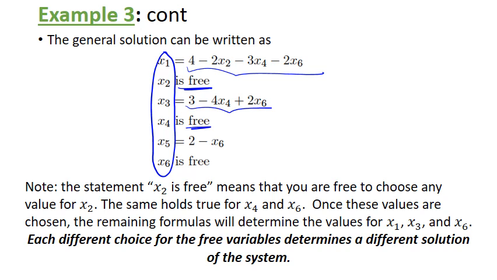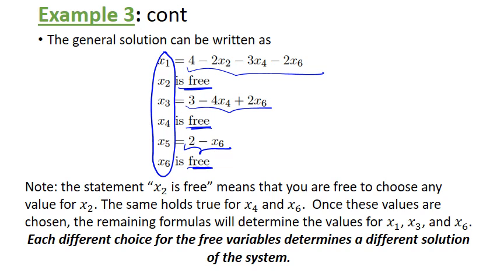x3 looks like this. x4 is free. x5 looks like this. And x6 is free. Now, what it means to have a free variable is that you can choose any value you want. It's like a free space. You can make x2 be anything you want, x4 be anything you want, so on and so forth. Once those values are chosen, the remaining formulas can be solved.